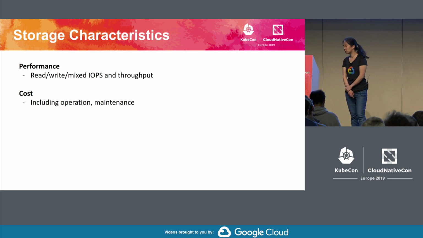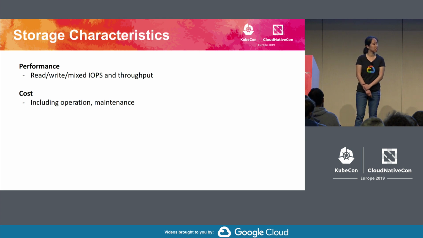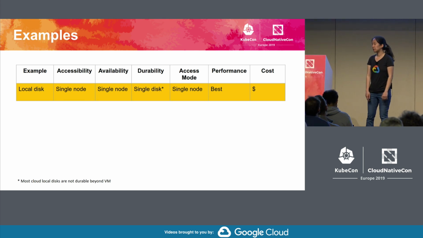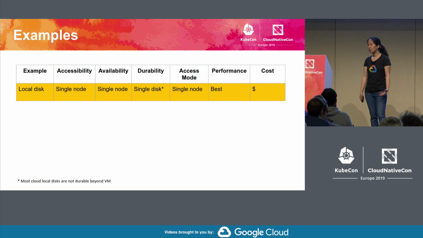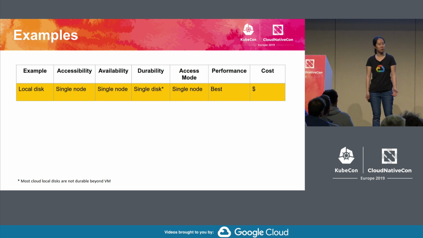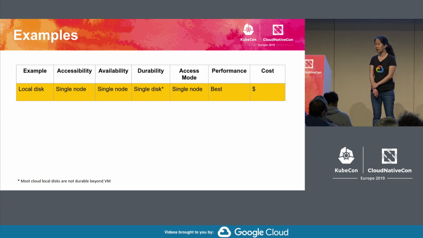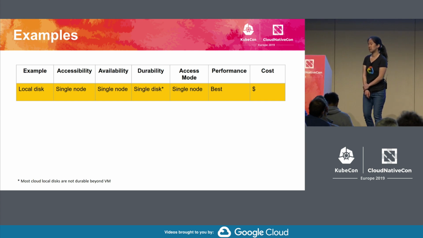So now I'm going to go into some examples of specific storage systems and where they fall into these various characteristics. Let's start with local disks. A local disk is directly attached to a node, and it generally offers the best performance and the best cost. However, it has the worst availability and durability. If that disk or that node fails, then any pod using that disk is also unavailable.